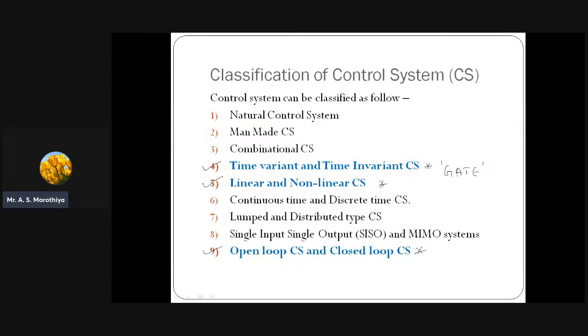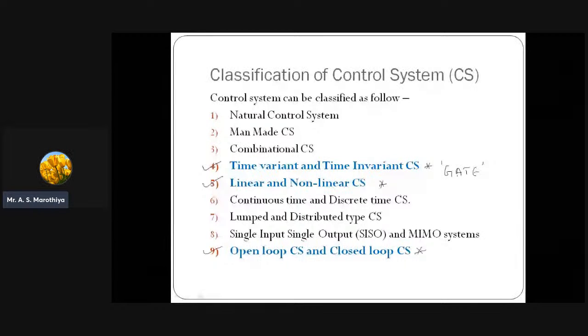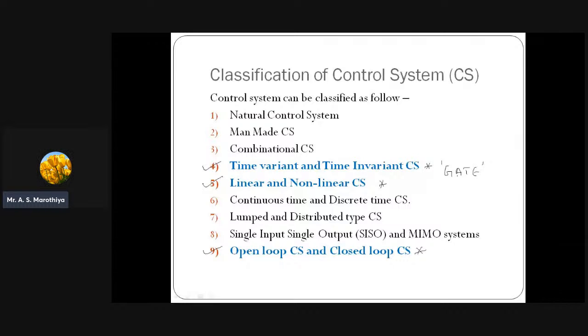For the remaining portion of this class, we are going to focus on understanding the fundamental aspects of what is a time variant and what is a time invariant control system. Then we are also going to learn the meaning of linearity, what a non-linear control system is, and how to identify, for a physical control system, whether it is linear or non-linear. In the same way, we are also going to learn in detail about the concept of open loop followed by closed loop control systems.